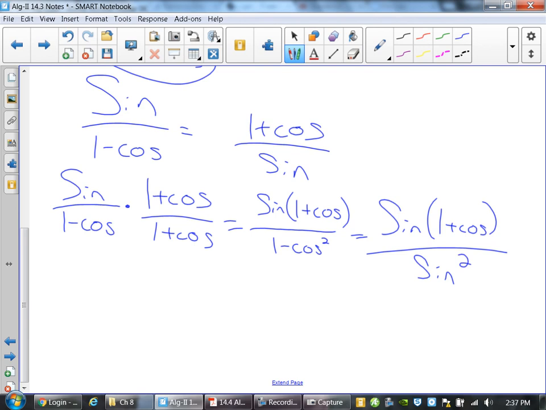And what happens? Just one of the sines cancels, and you wind up with 1 plus cosine over sine, otherwise known as cosecant plus cotangent. This one asks us to verify, so to this point you're done. You verified.